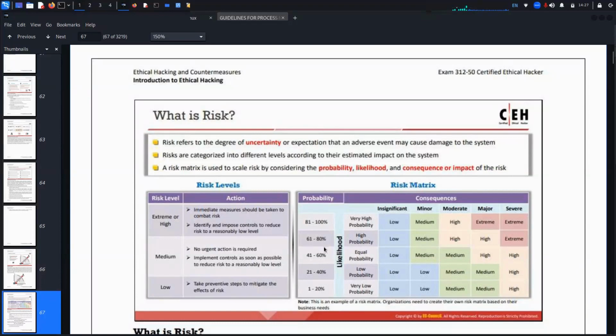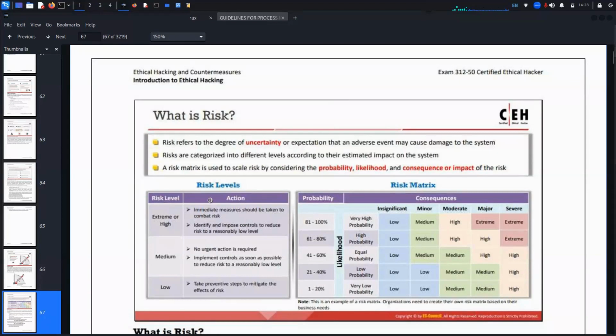Probability 61 to 80%, high probability, but the data loss is insignificant. Hence, it is a low vulnerability, low risk, right? Whereas 1 to 2% of probability and very low likelihood, but the consequences are very severe, right? So it's a high, right?